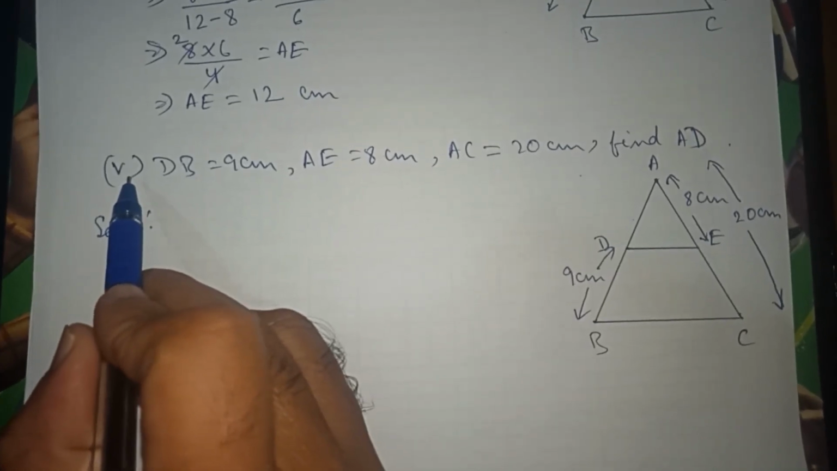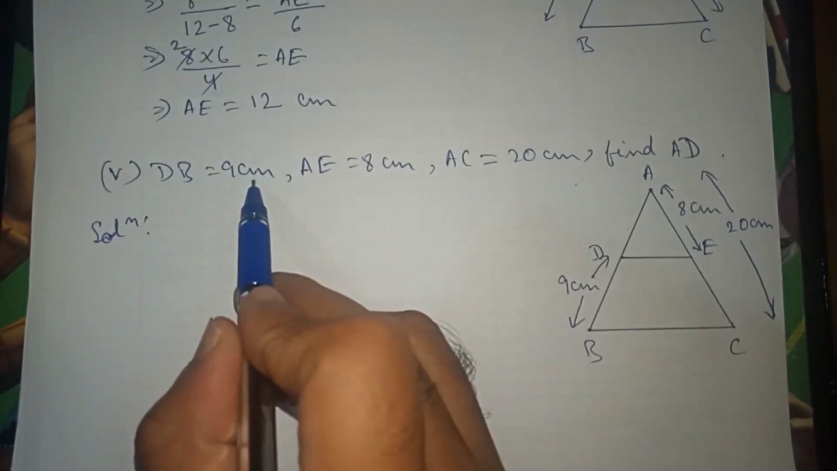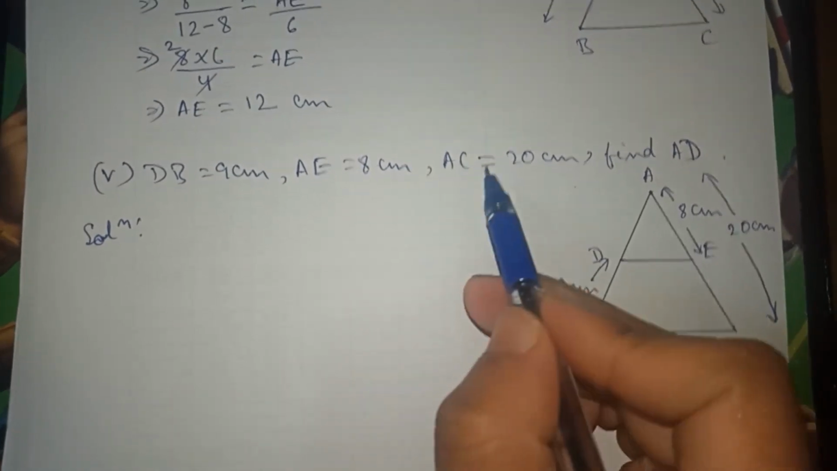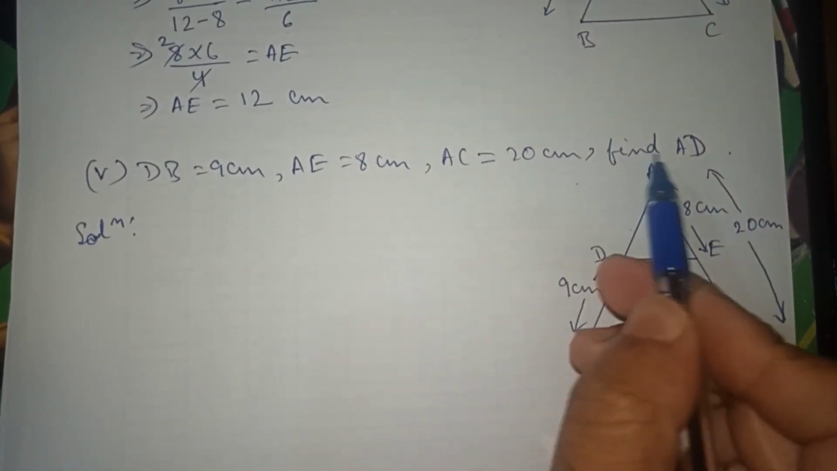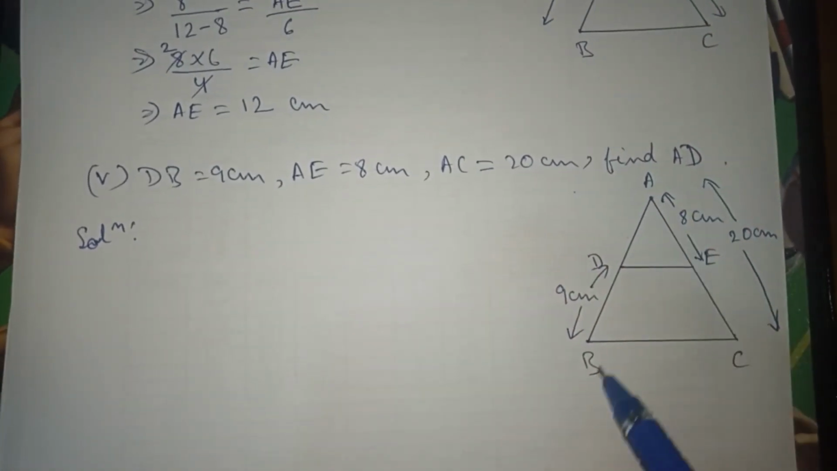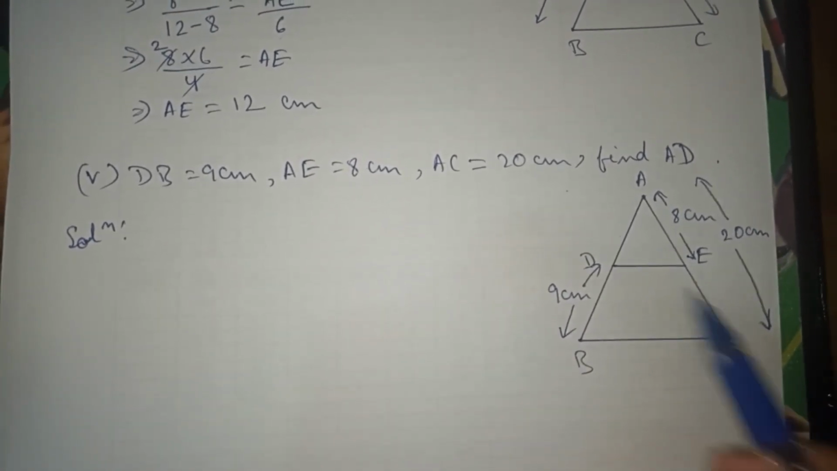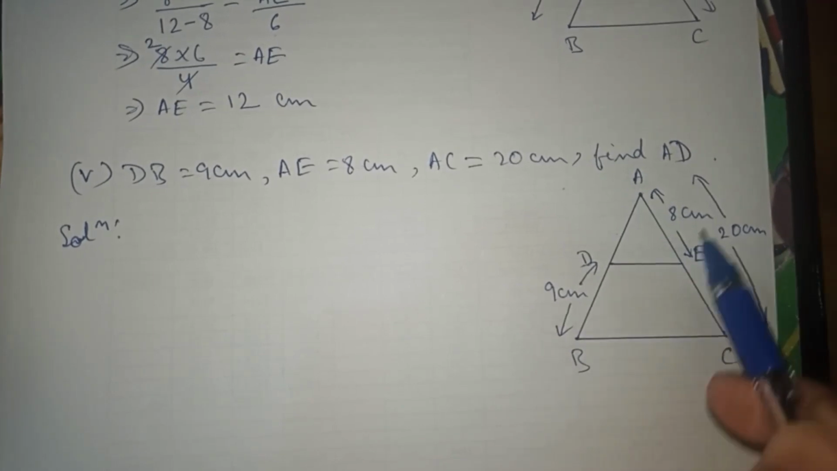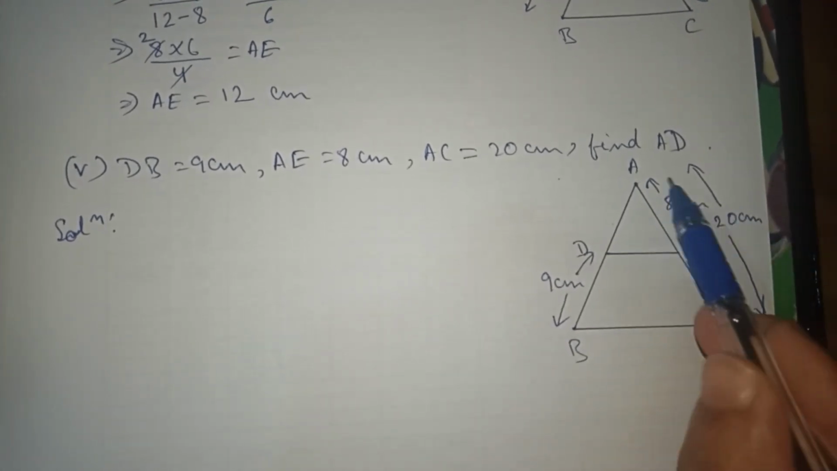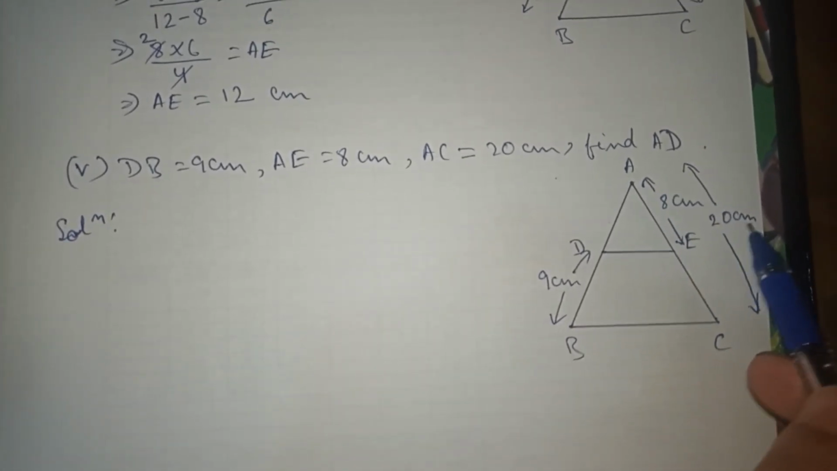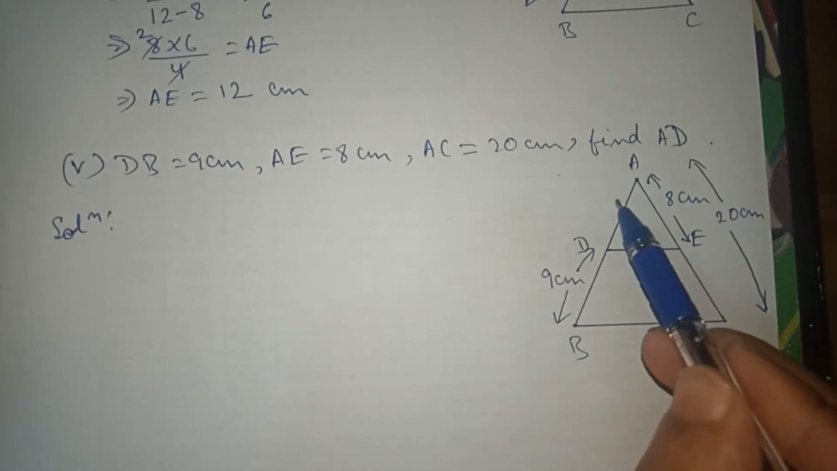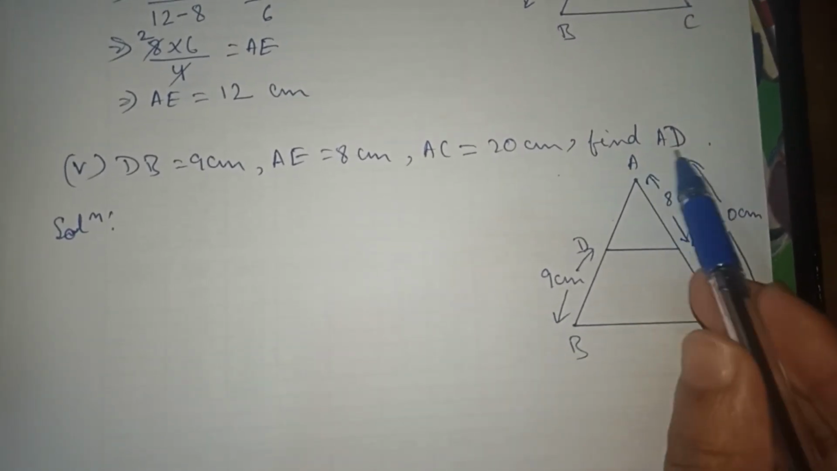Question number 1, sub number 5. DB equal to 9 cm, AE equal to 8 cm, AC equal to 20 cm. Find AD. Our triangle ABC, and DE is parallel to BC.